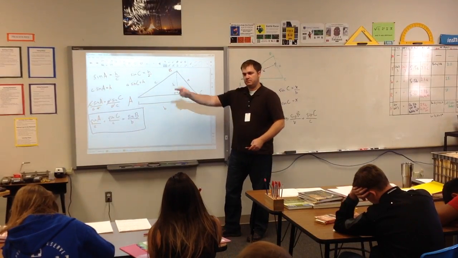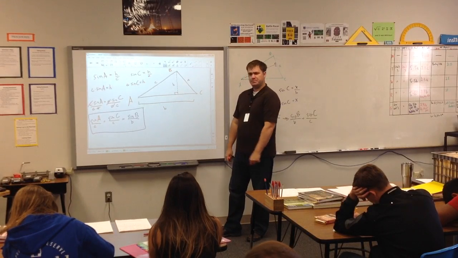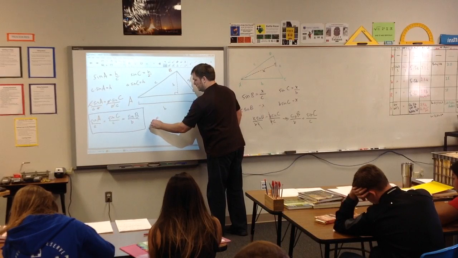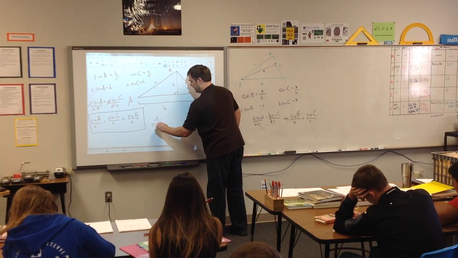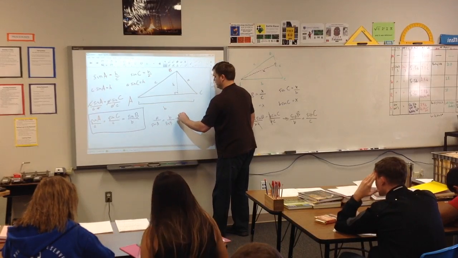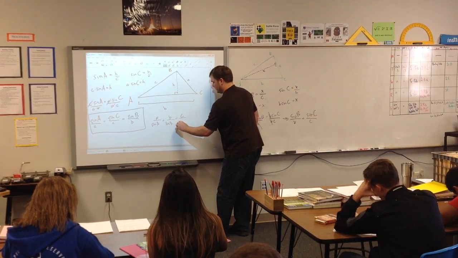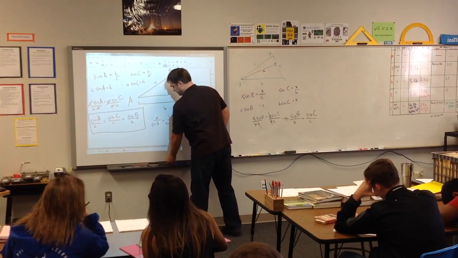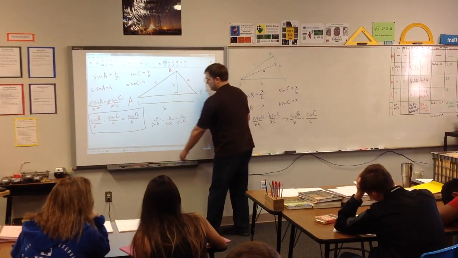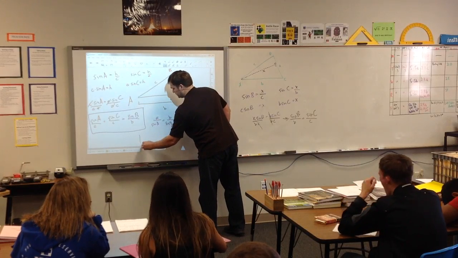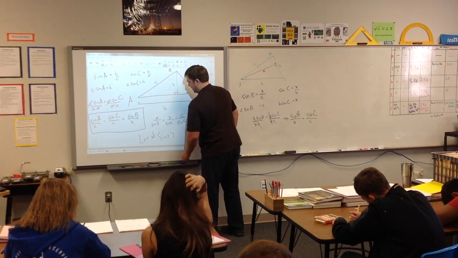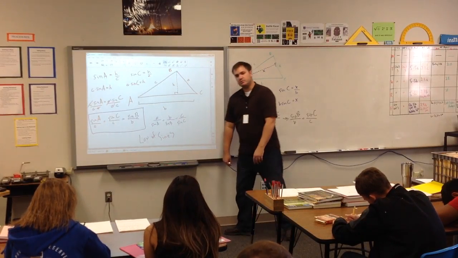Sometimes you'll see it reciprocated, where you've just got the reciprocal of everything, where they just say, well, little a over sine a equals little b over sine b, which equals little c over sine c. It's all the same. It's just the reciprocal of it. But this is what's called the law of sines.